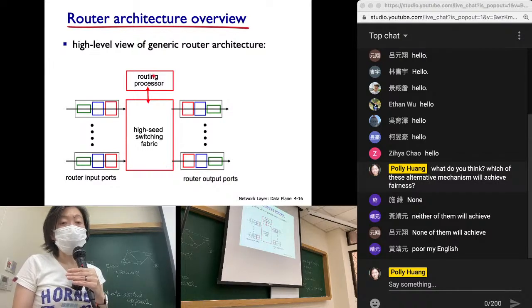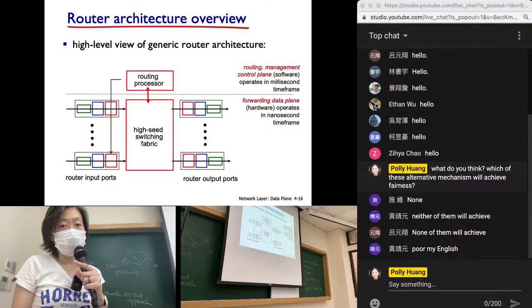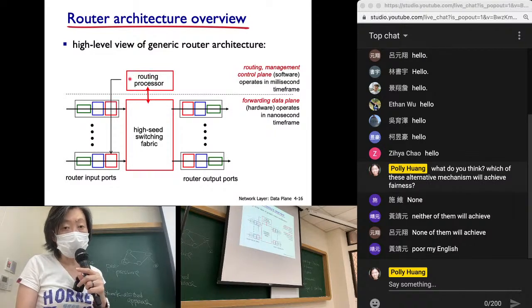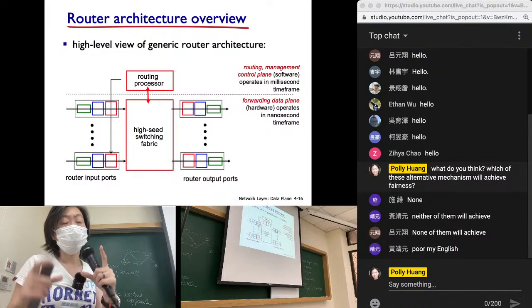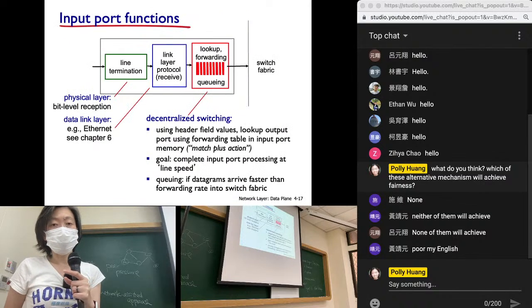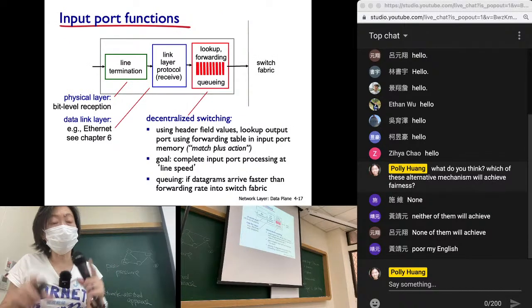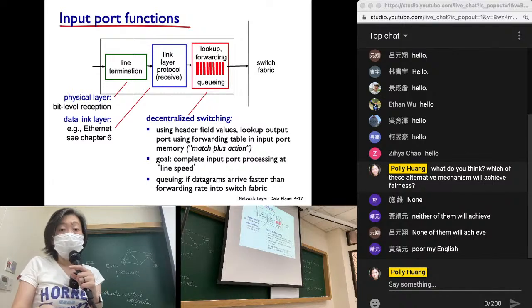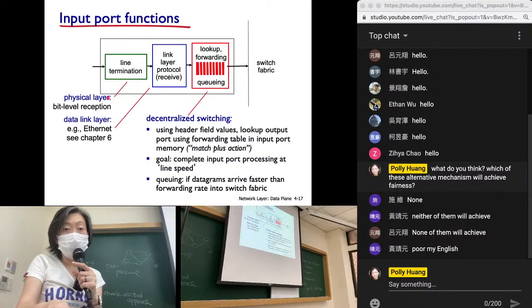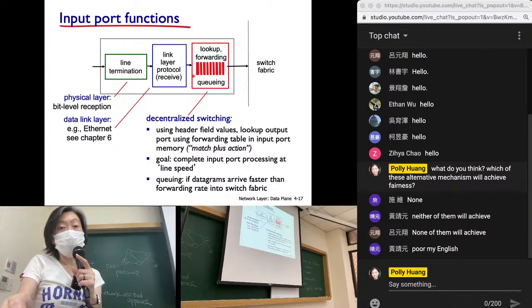The processor here, after computing routes, will install the forwarding table into these router input ports. Specifically, the red boxes here in the input port are the forwarding tables. Here we're zooming into each of these input ports. The three smaller boxes are line termination, link layer protocol, and then the lookup, the forwarding table lookup.